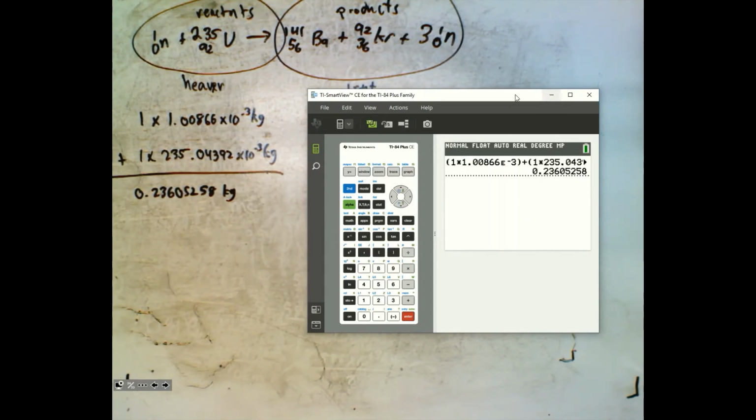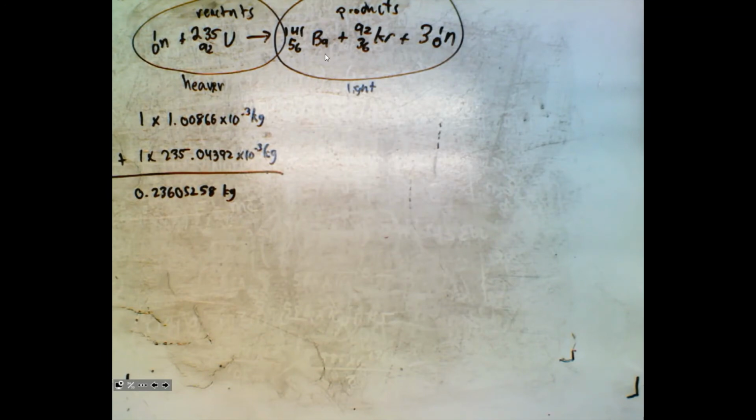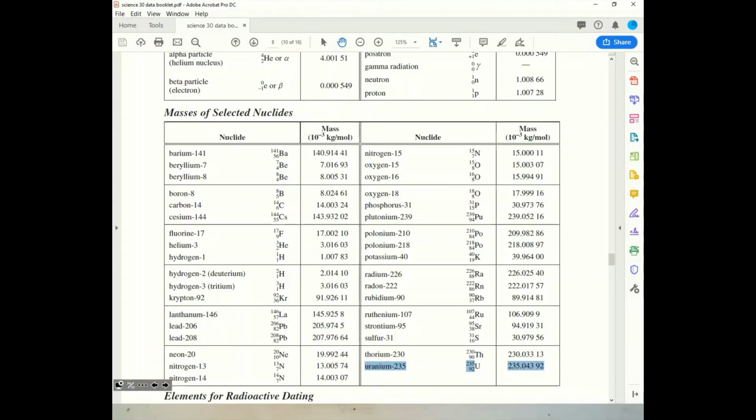So now we need to do the same thing. We need to add up these guys here. So we have one barium-141, one krypton, and 3 neutrons. So I'm going to add those guys up. I'm going to look on my data booklet. Barium is our first one, so we have to select barium. There's barium-141. So this is the mass of barium-141.